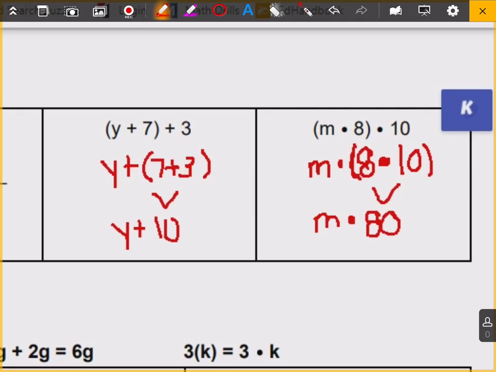Now, we can only omit or not use the multiplication sign if the variable is behind it. So this is exactly the same as writing 80m. It does not change it. It's the exact same thing. So either way, both of those would be your correct answer.